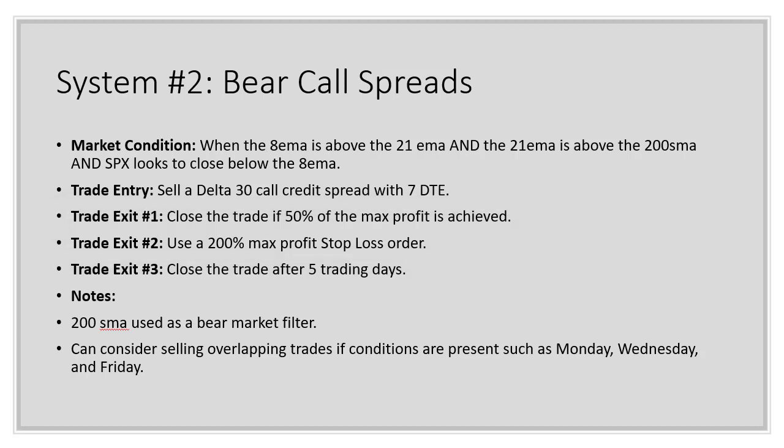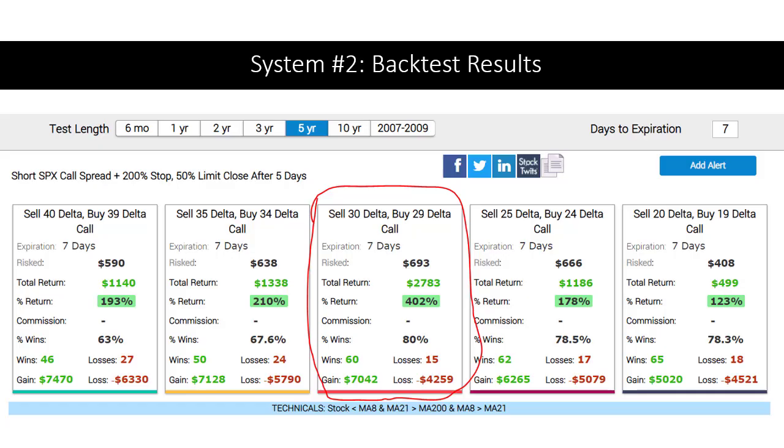Okay, so real quick note on this one, again, we're using the 200 SMA as a bear market filter, and we can still consider selling overlapping trades. We could sell multiple bear call spreads if we're closing below the 8, but the 8 is still above the 21 EMA. So let's take a look at what those results look like.